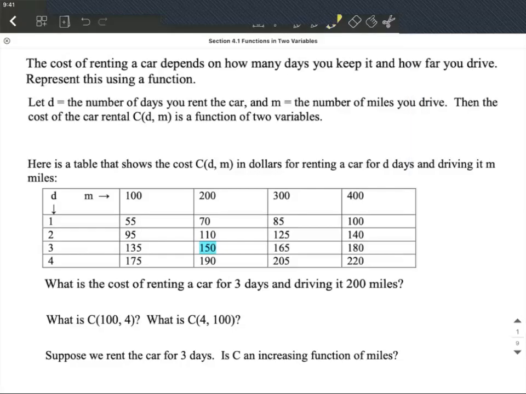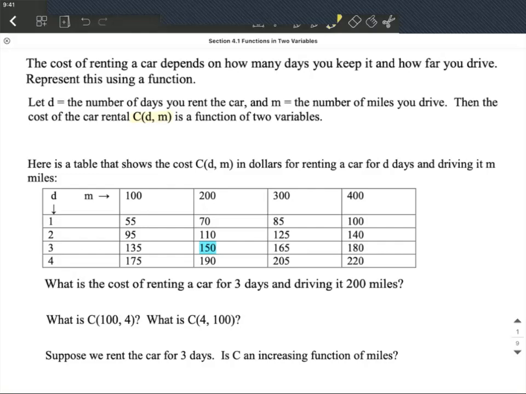Okay, we're looking at an example using a table for a function defined in two variables. So the cost of renting a car is going to depend on both the number of days you rent it for and how far you drive, the number of miles. So they go ahead and define our function c, being the cost, is going to be represented by d comma m. All right, so we have two different inputs. d is going to be the number of days and m is going to be the number of miles.